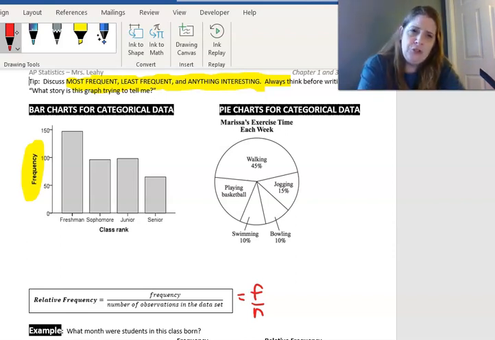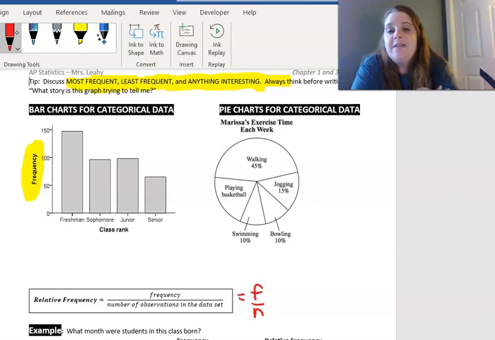So if I am looking at this data and I want to talk about it, if I'm going to write a few sentences about what you see, you always want to make sure you mention context. And remember that context means that you're going to use the name of the variable in what you say. You're going to put units on it if it has units. Categorical data usually is not going to have units, but you might be talking about people or responses or something like that. And then you always want to mention again those most frequent, least frequent, anything you tend to find interesting.